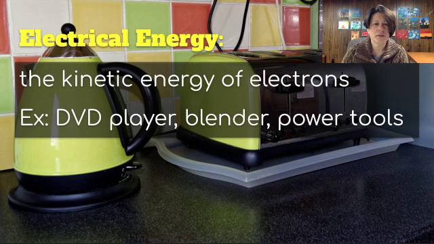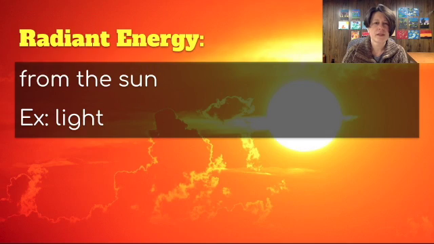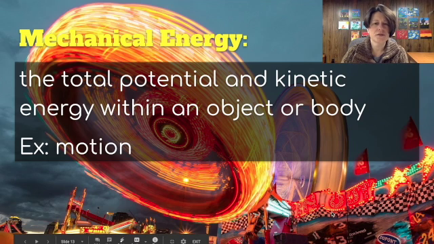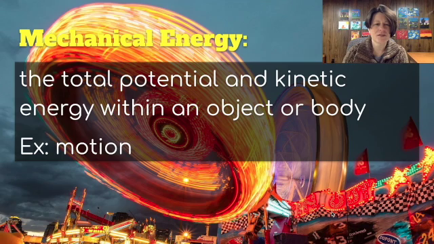Another form of energy that we often use is electrical energy. This is the kinetic energy of electrons moving. DVD players, blenders, and power tools use electrical energy. There's also radiant energy from the sun. An example would be light. There's also mechanical energy. This is the total potential and kinetic energy within an object or body. And an example is motion. You can see there's a lot of kinetic and mechanical energy going on here with these rides at the amusement park.